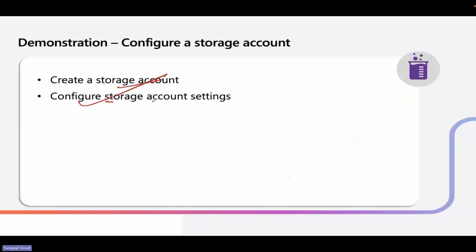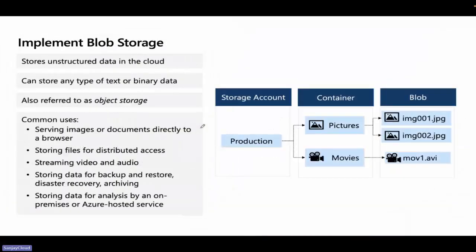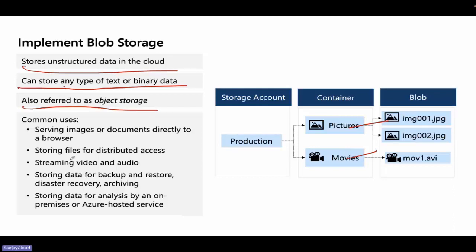So creating a storage account and configuring a storage account, we are already done with this. Next lesson, configuring blob storage, which we already completed. Let's review. Blob is basically used for unstructured data storage in the cloud. So you can store any type of text or binary data like pictures, images, movies, text files, document files, PDF files, Excel sheets. It is also referred to as object storage.